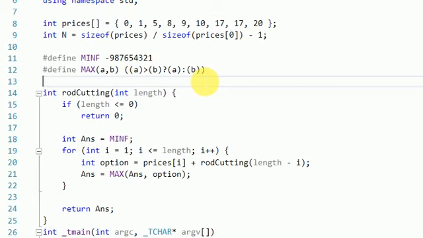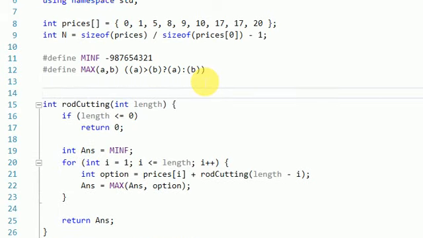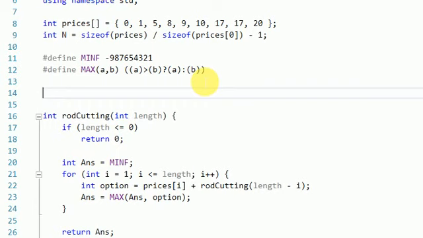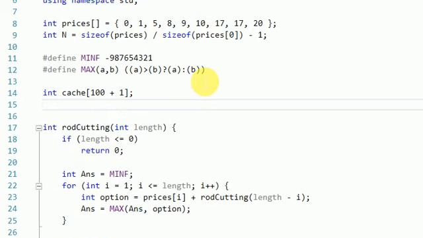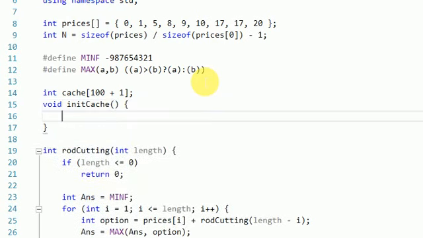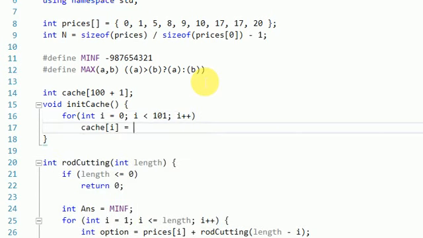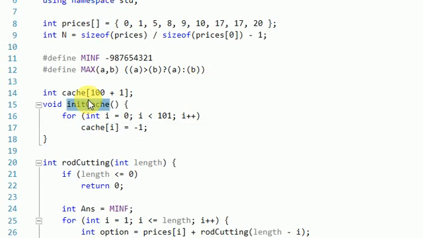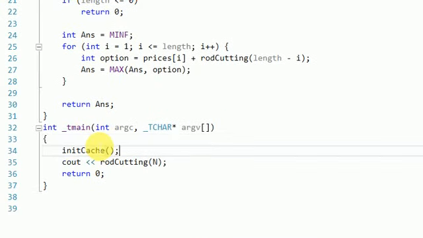For example, in the input I will mention that the length of the rod won't be greater than 100. So the cache length will be 100 plus 1, which is the maximum cache that you are going to have. Now you init the cache: for int i equal to 0, i less than 101, i plus plus, and you initialize the cache to -1. You have to call this init cache before calling the rod cutting problem.